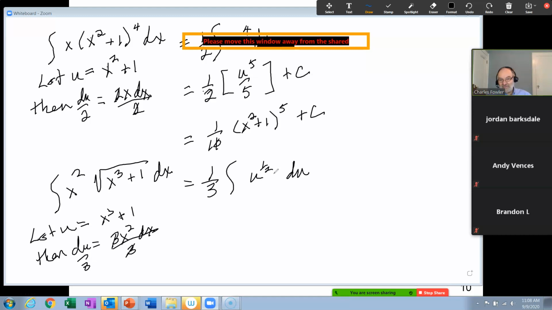We basically did it exactly the same way before. 2u raised to the 3 over 2 over 3. Yeah, 3 over 2. But multiplied by 2 times 2 over 3. Yeah. It's 2/3 u to the 3/2 power. And then plug in what u is, x cubed plus 1.